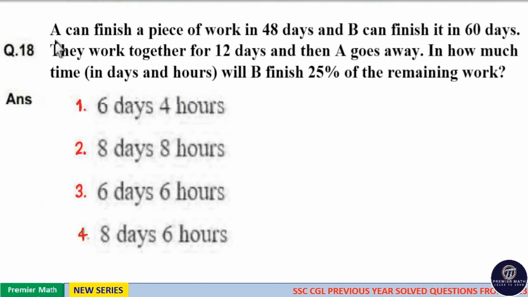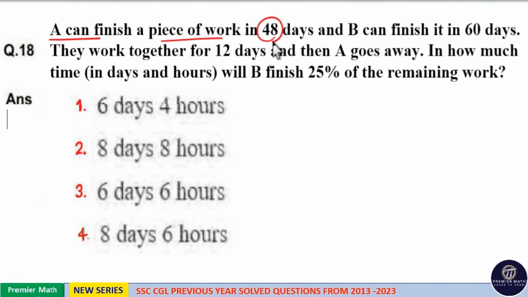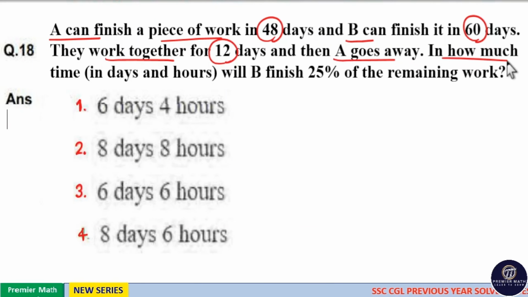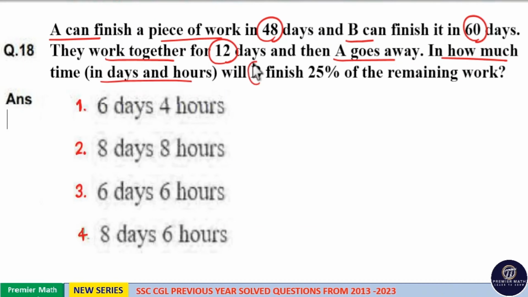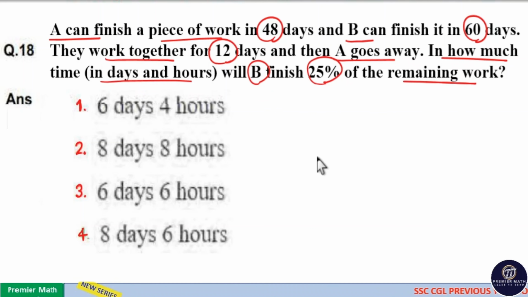A can finish a piece of work in 48 days and B can finish it in 60 days. They work together for 12 days and then A goes away. In how much time, in days and hours, will B finish 25% of the remaining work?